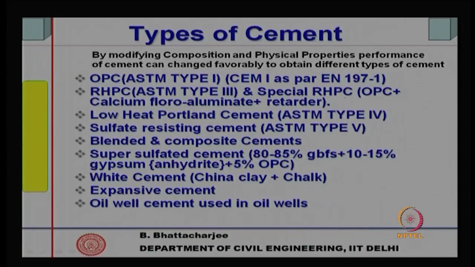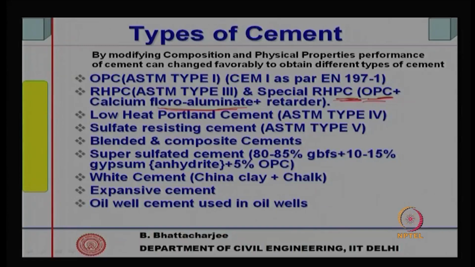Now, some special cement of this kind can be developed using composition of fluoroaluminate. You see, special rapid hardening Portland cement can be generated with calcium fluoroaluminate and some sort of retarder.